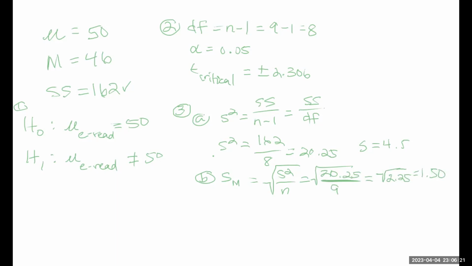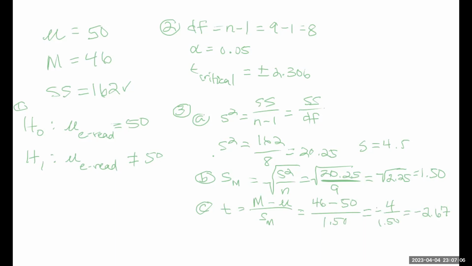So now the final thing for step 3, we're going to label this C, is we're going to compute the T statistic. So the T statistic is T equals M minus the mean of the population over the estimated standard error, which then would give me, I know my mean is 46 for the sample, the population mean is 50, over 1.5 equals, okay, that's going to be negative 4 over 1.50 equals a negative 2.67.